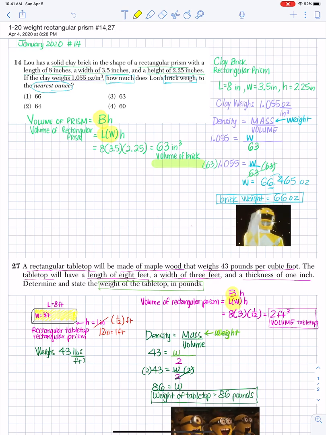We're looking at January 2020 Geometry Regents, question numbers 14 and 27. They both have to deal with rectangular prism density. Okay, so let's look at number 14.